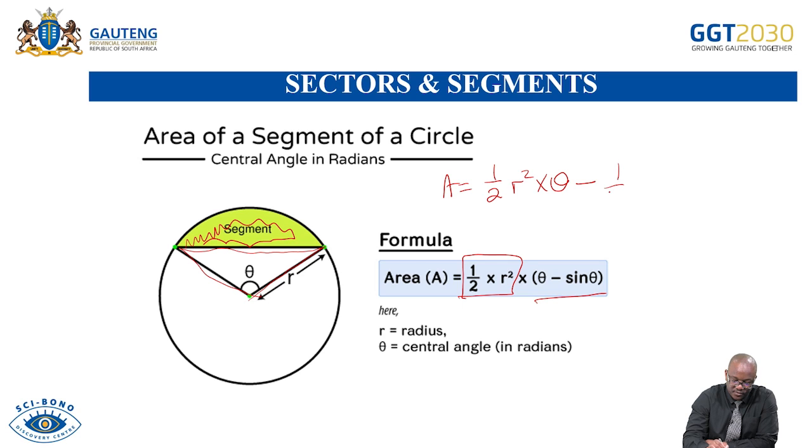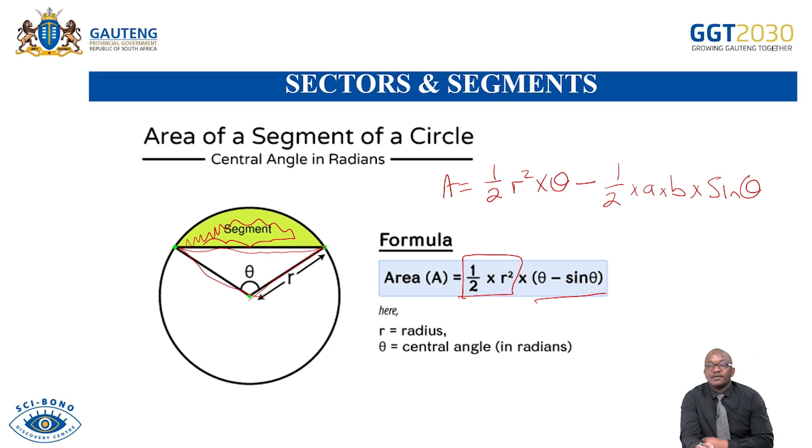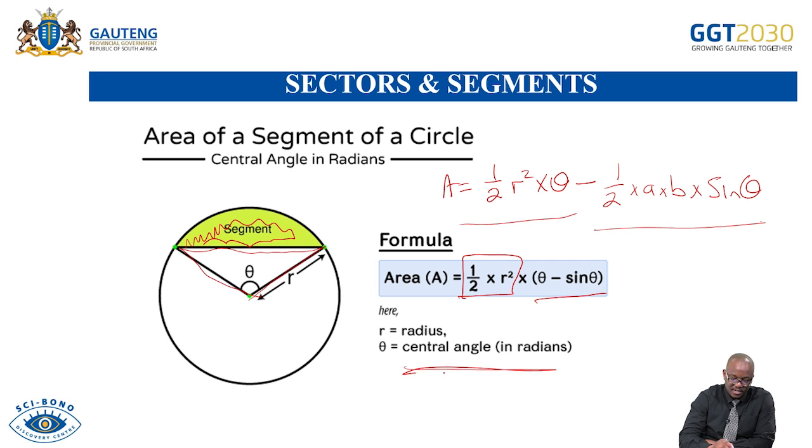So we're going to have 1 over 2 multiplied by a multiplied by b multiplied by the sine of theta. Those two areas are given in the formula sheet. This one is the area of a triangle, and that one is the area of a sector, for you to get the area of a segment. Correct? You can see here they're also giving you that the angle must be in radians.